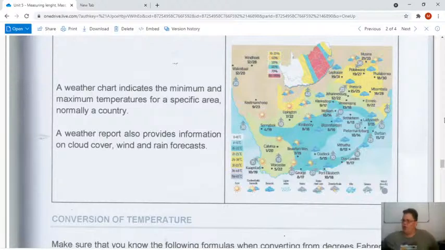Arathi, no. I want the minimum temperature for Johannesburg. It's fine that you haven't got it right, Arathi. I'm just trying to understand if you guys understand the map. So try again for me and let me know what you think the minimum temperature is for Johannesburg.